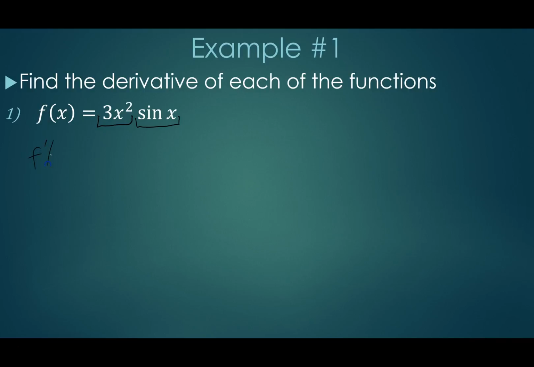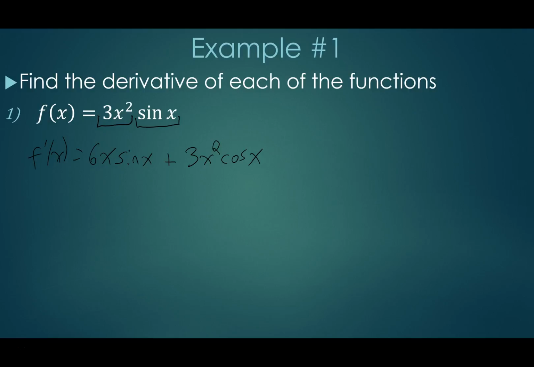So the derivative of this, again, derivative of the first part, so derivative of 3x squared, I bring the 2 in front, it's 6x, times our second function, sine of x. And then plus our original first function times the derivative of the second function. The derivative of sine is cosine. So there we go. The derivative of this function is 6x sine of x plus 3x squared cosine of x.